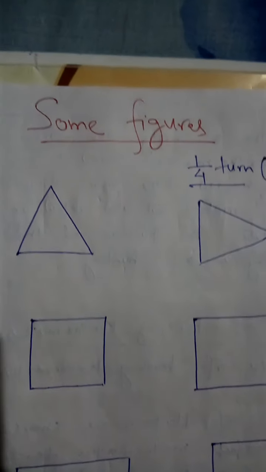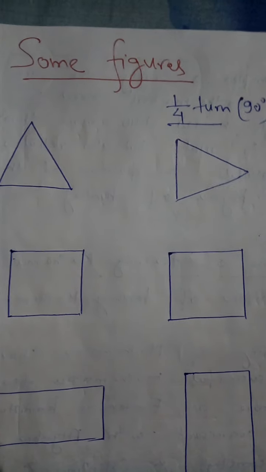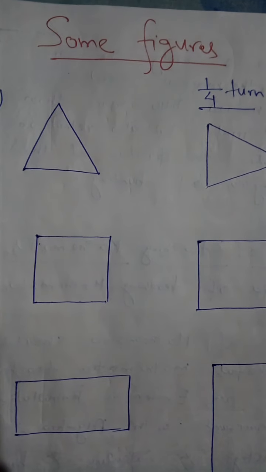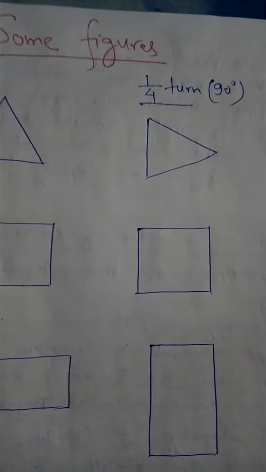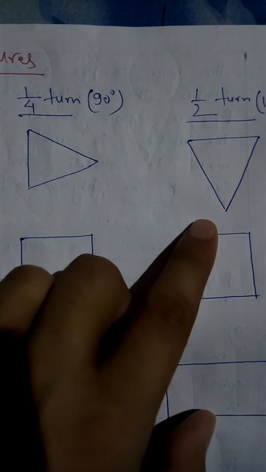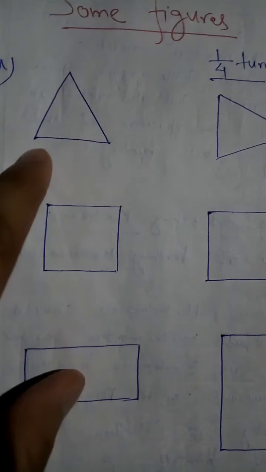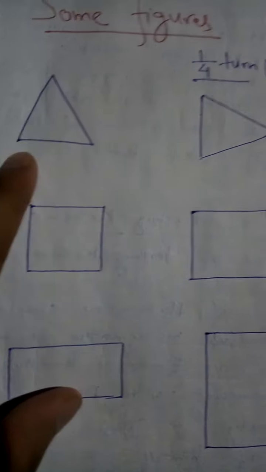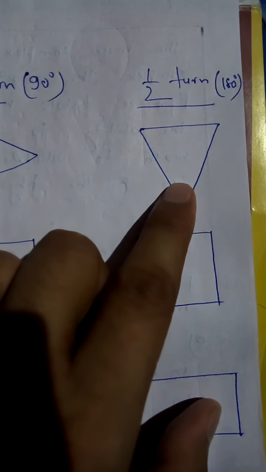Here are some of the figures I have drawn. This is actually given in your NCERT book. You have to draw the shapes on a 1/4 turn, that is 90 degree turn, and a half turn, that is 180 degree turn. So the first one is a triangle. After a 1/4 turn, 90 degree turn, it looks like this, and after a 180 degree turn, it looks like this.